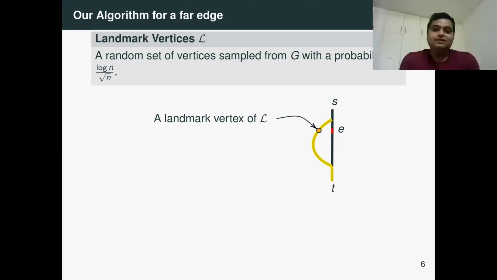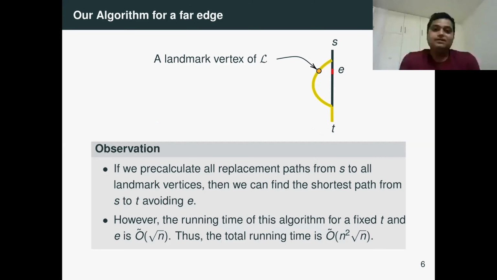So now if we pre-calculate all the replacement paths from S to all landmark vertices, then I claim that we can also find the shortest path from S to T avoiding E. I'll just use this landmark vertex. How would I use it? Again, I'll not tell, but you can actually use this landmark vertex if you pre-calculate all the replacement paths.